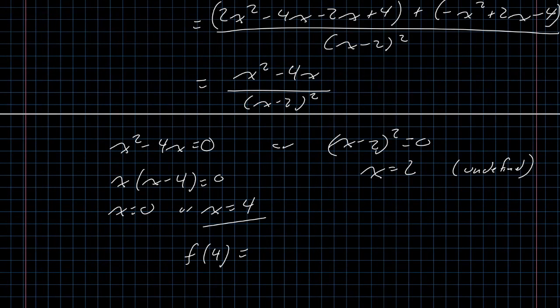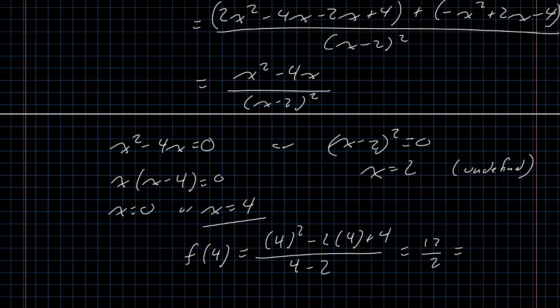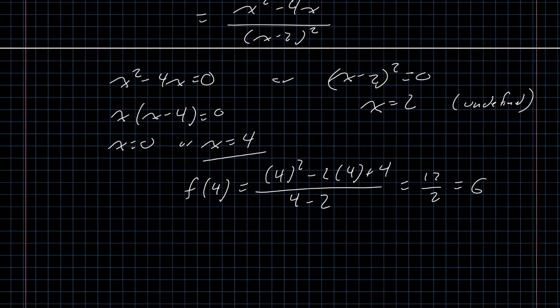f of 4 is going to be, well, x is 4, so 4 squared minus 2 times 4 plus 4, all over 4 minus 2. All right, so it's 16 minus 8, which is 8, plus 4, which is 12. 12 over 2 is 6. So 4, 6 is a point on the curve. We can try to remember that. Whether or not that is actually an extreme value, it's still a point that we can plot, and that might help us out.